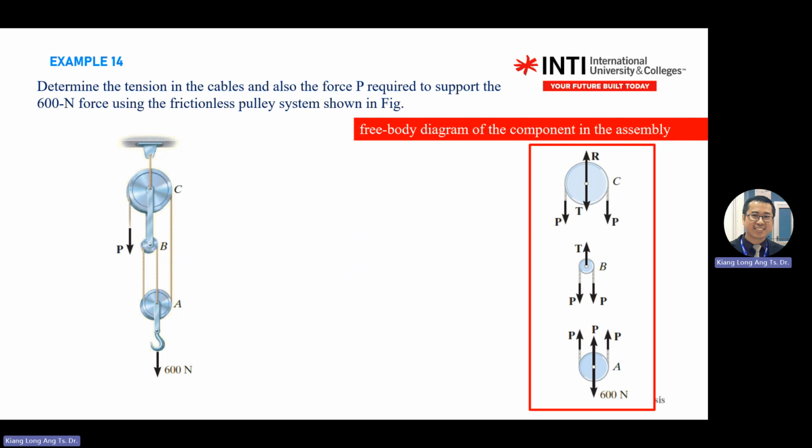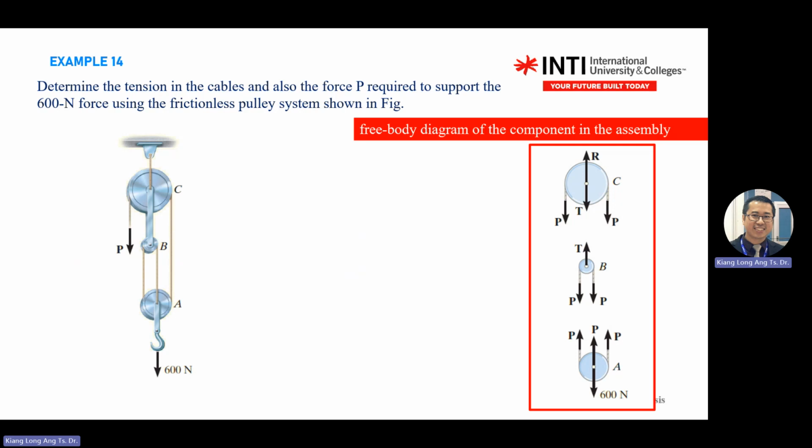Okay, so you look at A, or you can start with C. At C, you have P. So this P has one cable pulling down. You cut this one, and you will see P pull down, tension pull down. Weight, there's one weight pulling from B to A. So there's a force here.